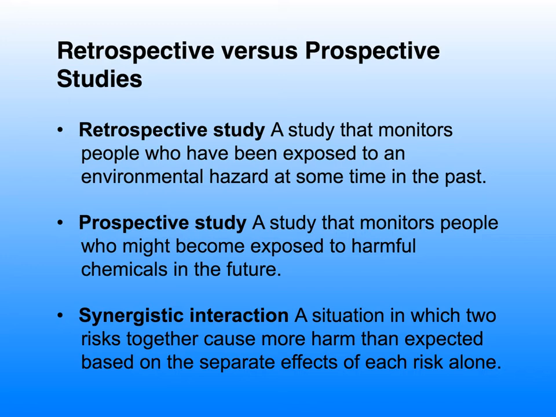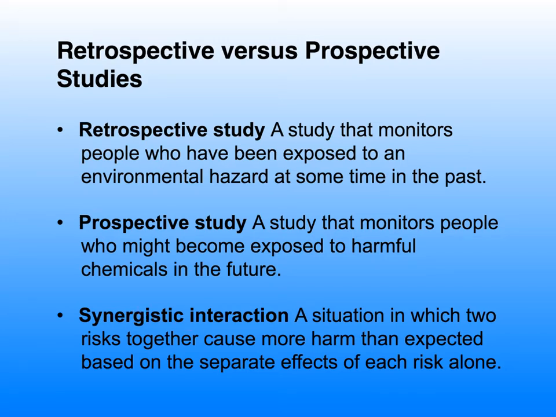All right, so retrospective studies monitor people who have been exposed to environmental hazards at some point in the past. Prospective, people might become exposed to harmful chemicals in the future. So they'll do studies on the effects of them currently, right? So they'll track them progressively, right? So they'll follow them around and just kind of see what happens to them over time.